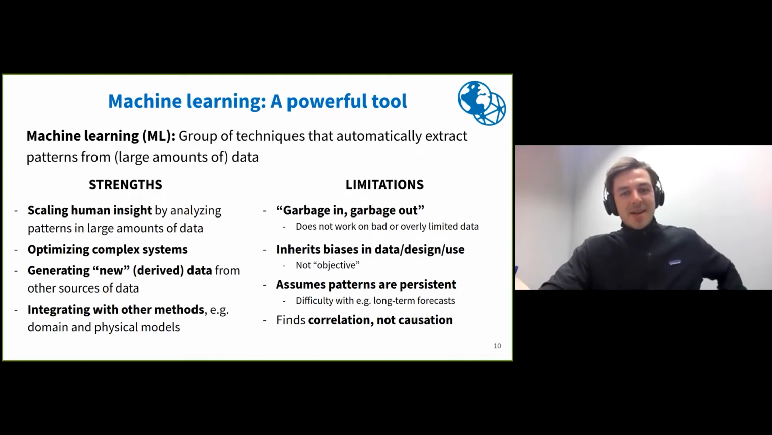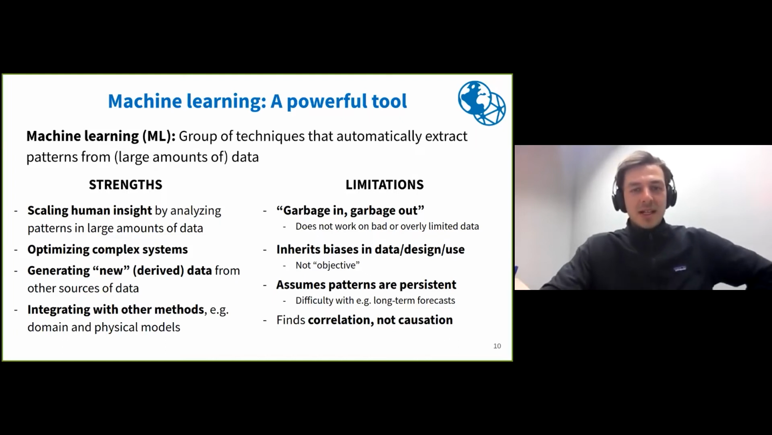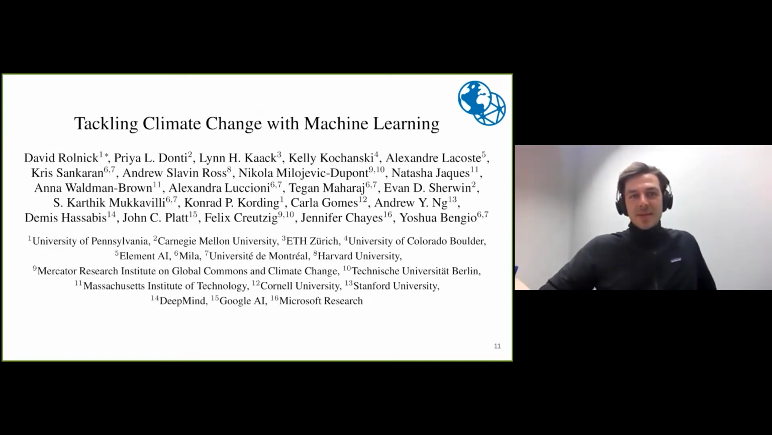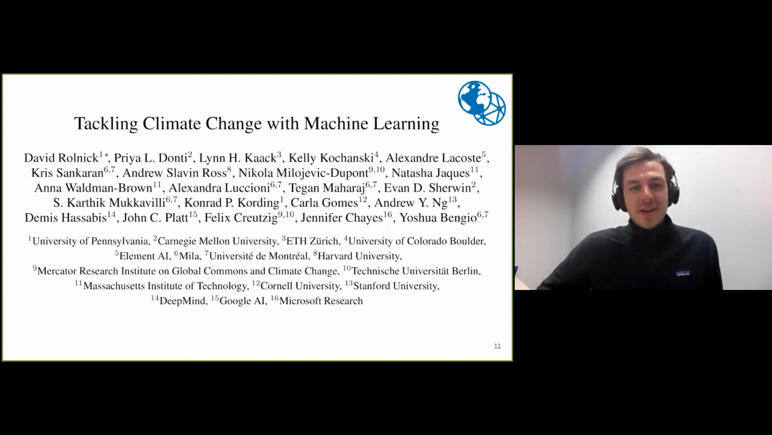Okay, but despite all the limitations, machine learning is a very powerful tool. And a few years ago now already, the founders of Climate Change AI and advisors have published this paper, Tackling Climate Change with Machine Learning. Maybe some of you are already aware of it. If not, I can really recommend having a look and reading through this paper.